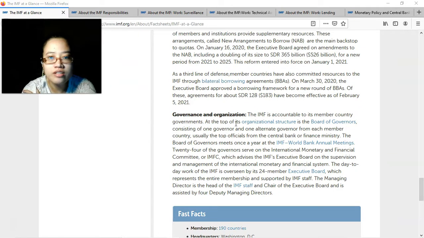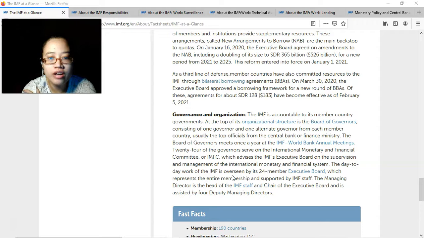Governance and organization. IMF is accountable to its member country governments. At the top of its organizational structure is the Board of Governors, consisting of one governor and one alternate governor from each member country. Usually the top officials from the central bank or finance ministry of each country. The Board of Governors meets once a year at the IMF World Bank annual meetings. 24 of the governors serve on the International Monetary and Financial Committee or IMFC, which advises the IMF's Executive Board on the supervision and management of the international monetary and financial system.